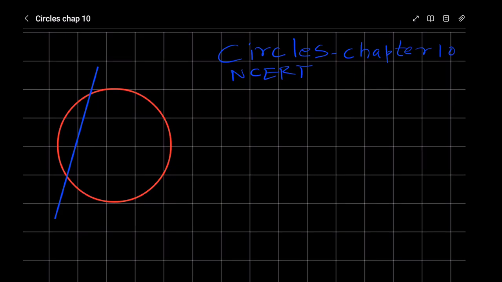This is a new chapter, chapter 10 of class 10 NCERT, which is called Circles. We will delve into some concepts of circles, and then we will also try to deal with all the questions which are present in NCERT chapter 10. This is going to be a very interesting chapter. So let us first look at the basics.